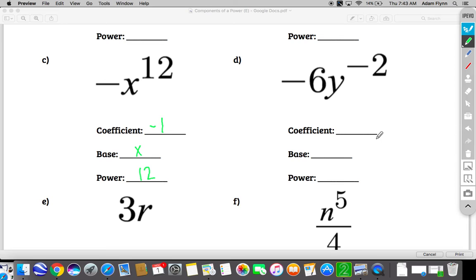On to D, our coefficient right out in front, negative 6. Our base is y. And our power is negative 2. I'm going to move on to the last two. Pause the video if you need more time.